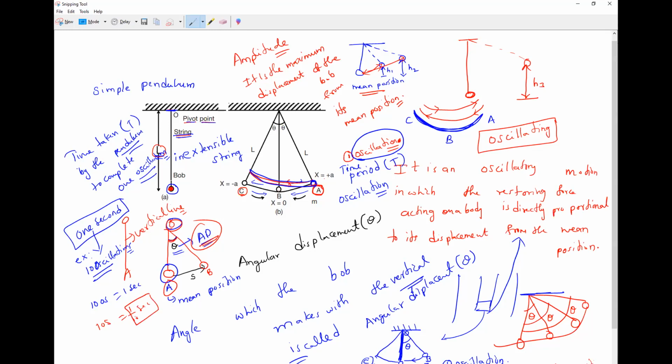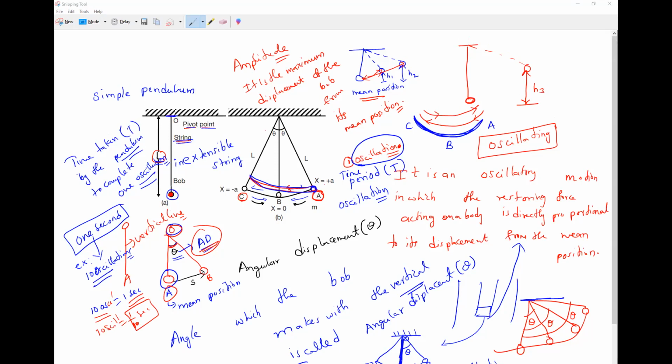Am I right or wrong, everybody? Yes, sir. Very good. So this is the time for 10 oscillations: 10 oscillations in 1 second. Then 1 oscillation is equal to 1 by 10 seconds. Okay, guys.